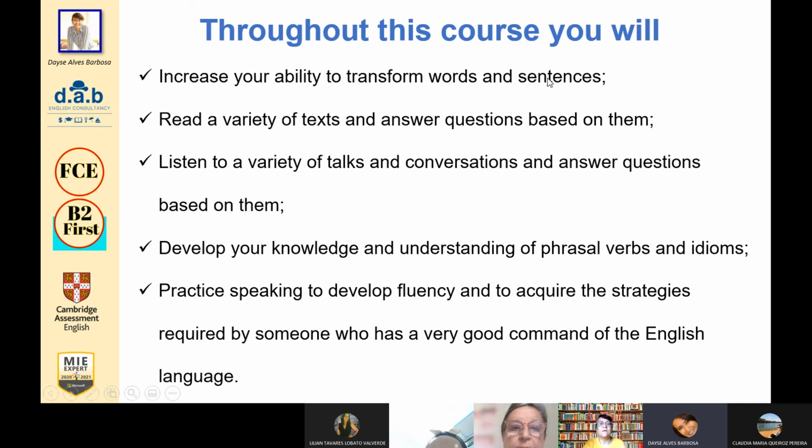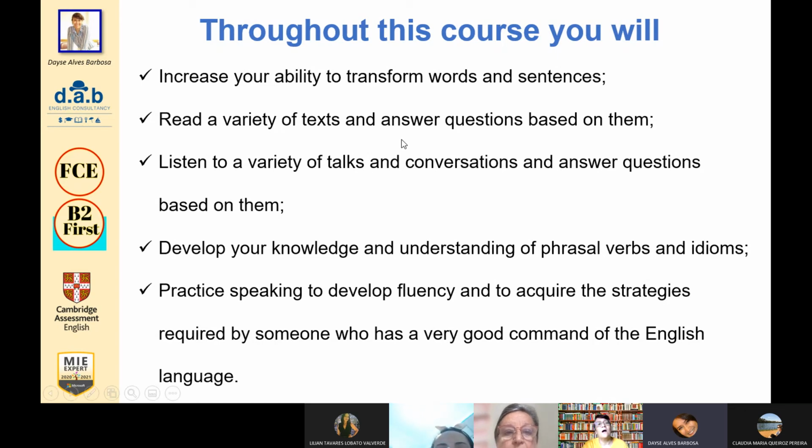And they also have sentence transformation. I will show you. They give you a sentence and then they give a word. You have to rewrite that sentence with the same meaning using that new word they give.